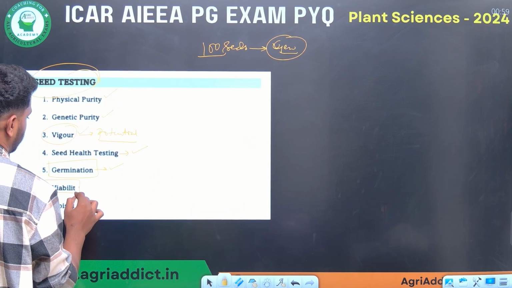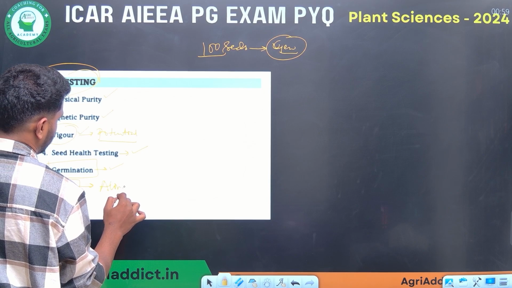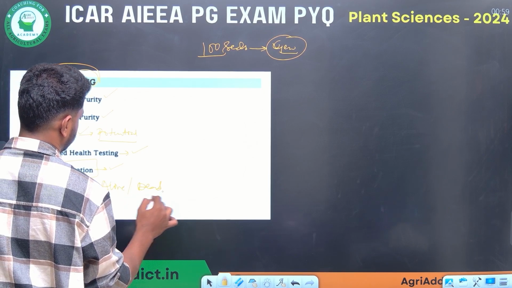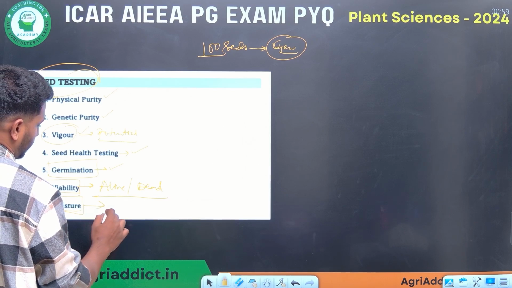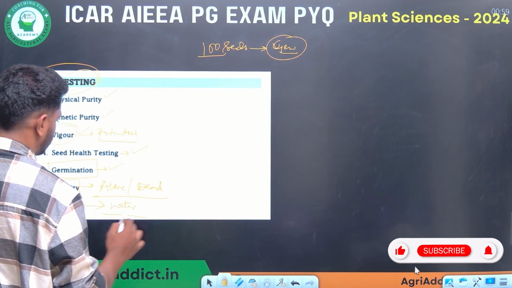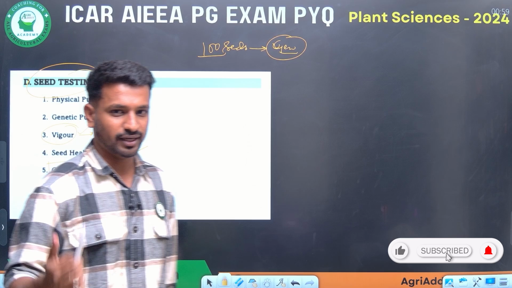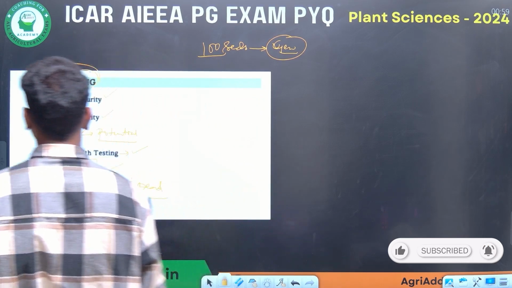And next, the viability test, whether the seeds are, as I told you, alive or dead. That is what we do in seed viability. And lastly, we have the moisture test, which estimates the amount of moisture or water available in the seed. Okay. So let's start with the physical purity.